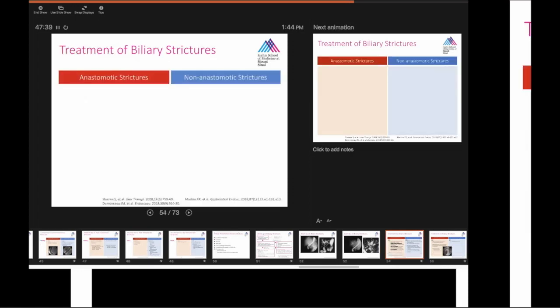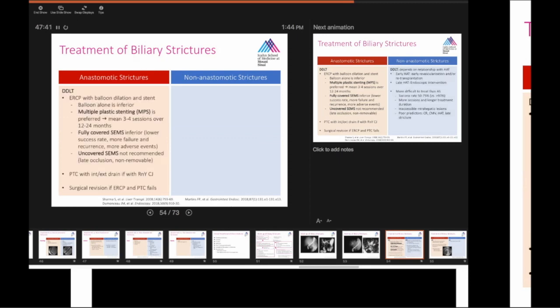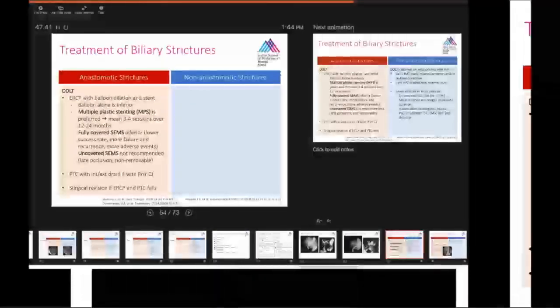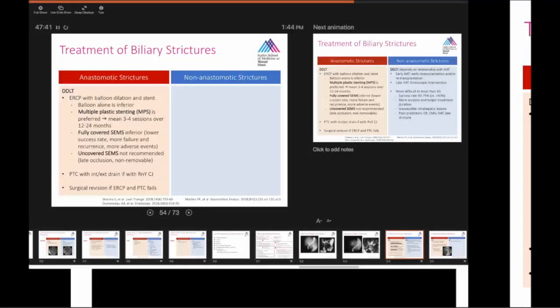All right, so how do you treat them? So anastomotic strictures for patients who are deceased donors, the treatment of choice is ERCP with balloon dilation and stenting. Combination is better. Balloon alone is said to be inferior. The preferred method of stenting is multiple plastic stenting. So what this means is, you put a stent in, and then you keep on adding stents to expand the diameter of your stricture. And sometimes patients would need up to 4 sessions over 12 to 24 months to resolve the stricture. Fully covered metal stents are said to be inferior.